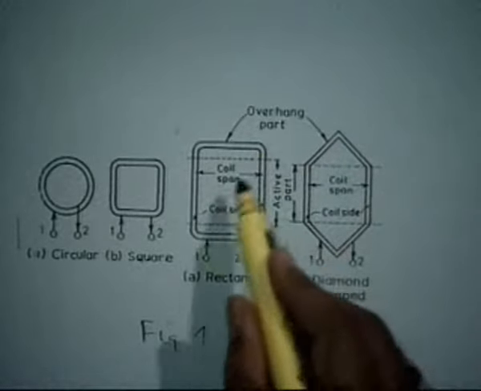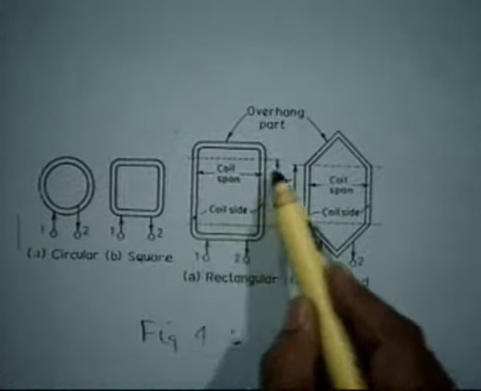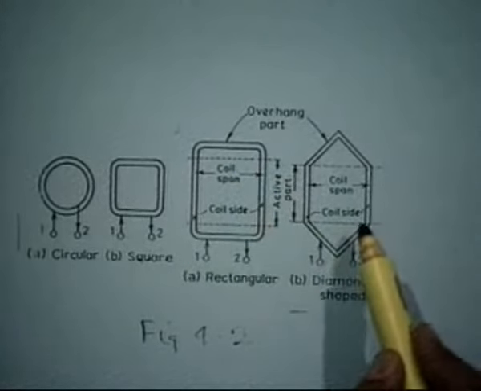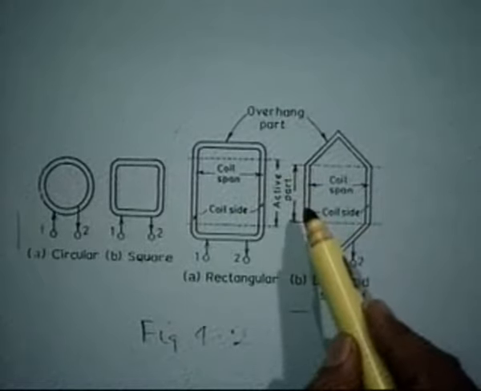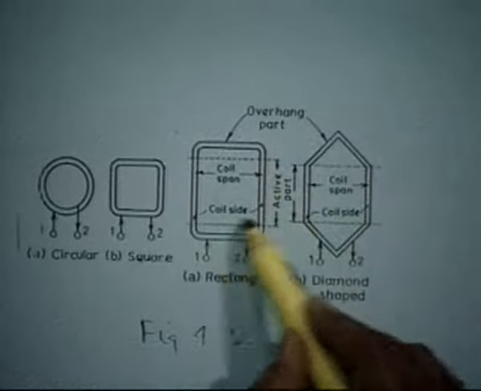But there are some parts of this coil that you see here. Only a certain portion of that coil is inside the core, which is called the active part. You place it in a core, and that is called the active part of a coil.